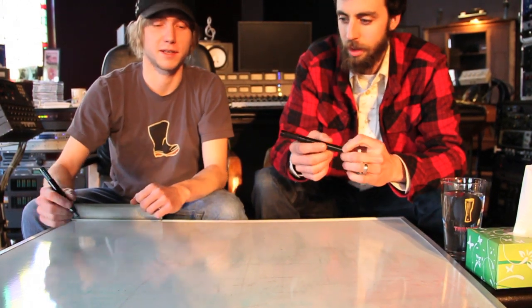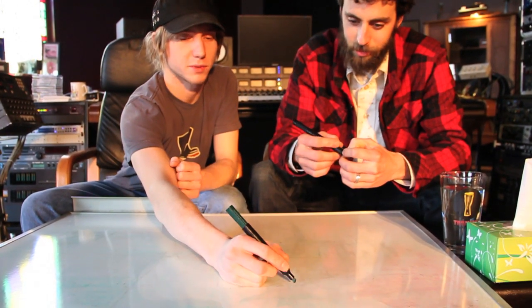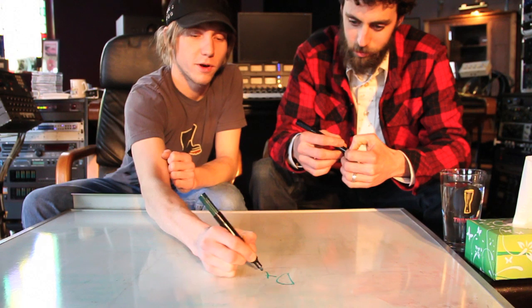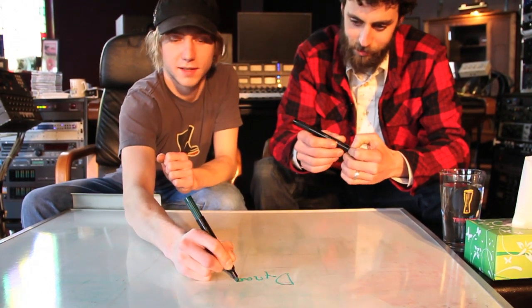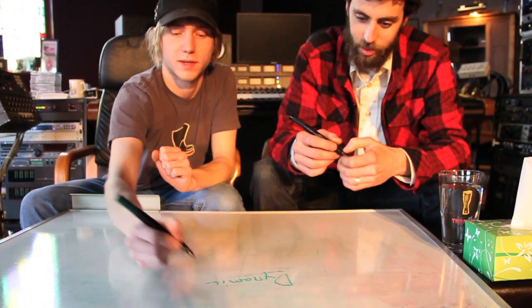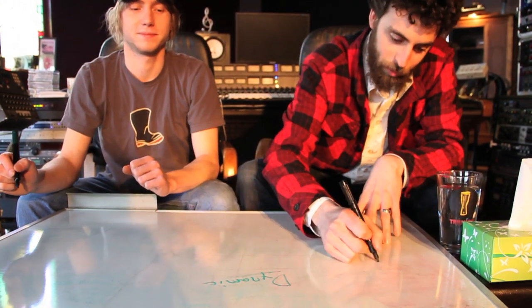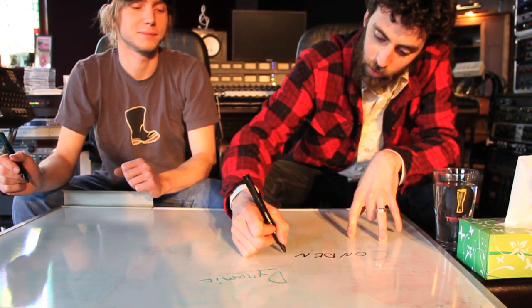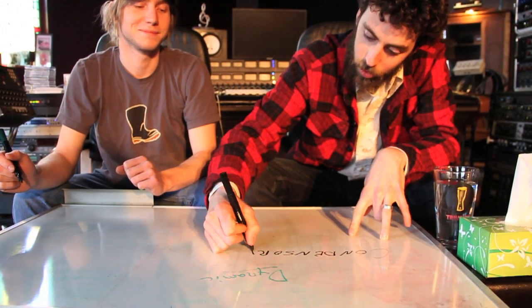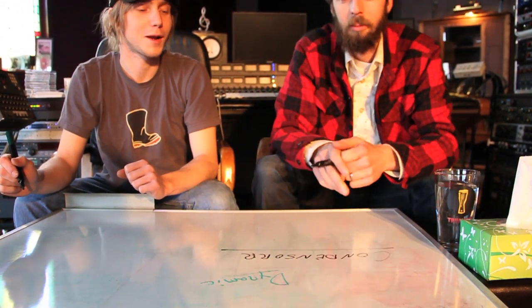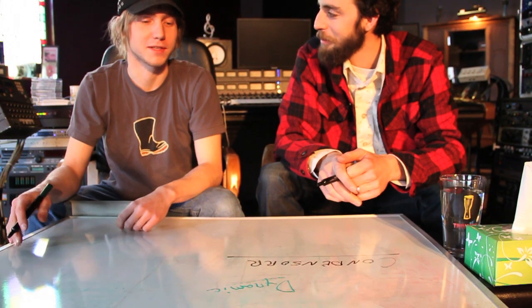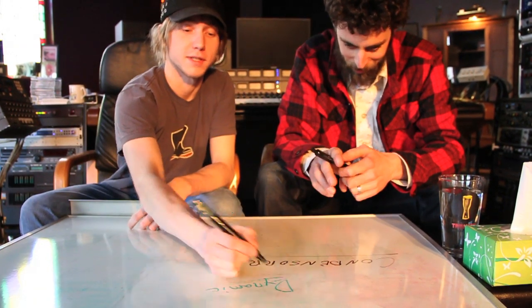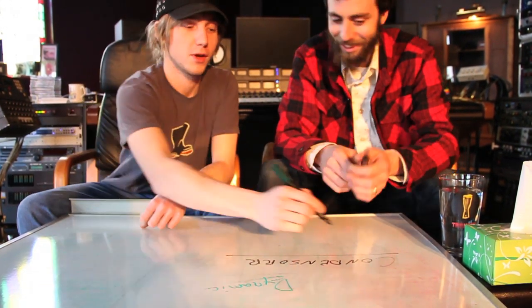Difference between dynamic and condenser microphones. Dynamic, let's start with the name. D-Y-N-A-M-I-C. Dynamic. Condenser. C-O-N-D-E-N-S-E-R. Condenser. Okay, now let's start with the very basics. Dynamic starts with a D. Condenser starts with a C.